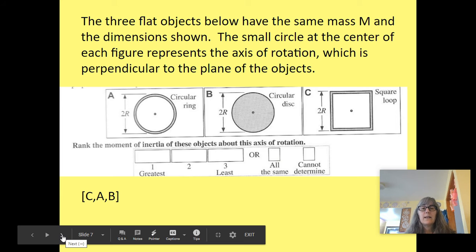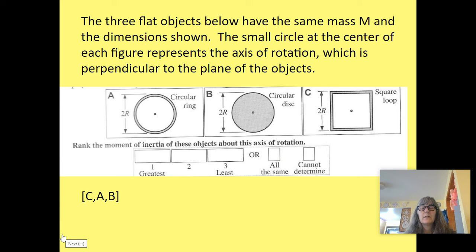So as you can see, C has the most because the mass is furthest from that axis of rotation. A is next because the mass is concentrated on the rim. And B, it's spread out, so more of the mass is towards the center of the disk, so it's going to have the least amount of rotational inertia.